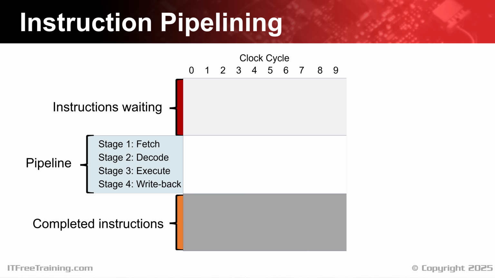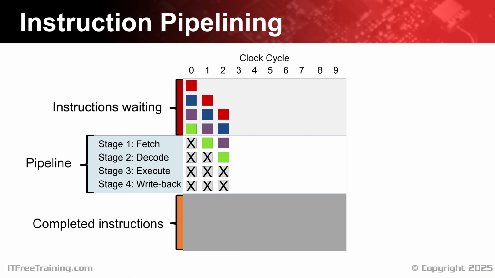To understand how the pipeline works, let's now consider that there are some instructions waiting to be executed. On the next cycle, the first instruction will be moved to stage 1 of the pipeline. The instruction will be fetched into memory. Fetching is the process of getting the instruction from memory and placing it in the pipeline. Next, the instruction will be moved to the next stage, and a new instruction moved into stage 1. This is the decode stage.